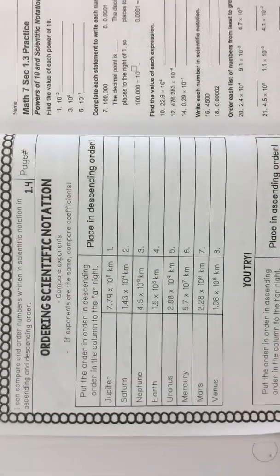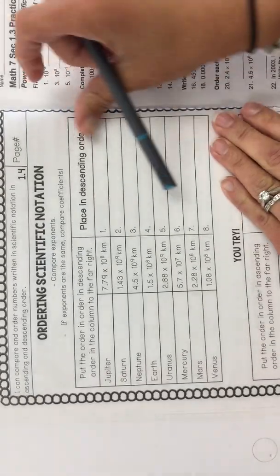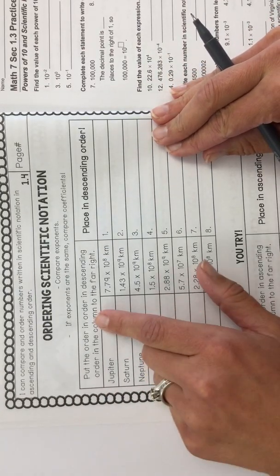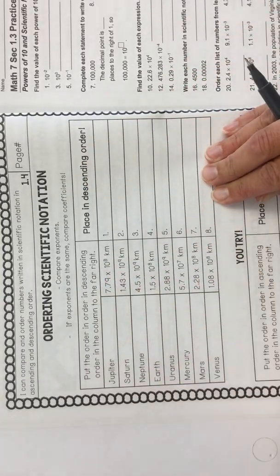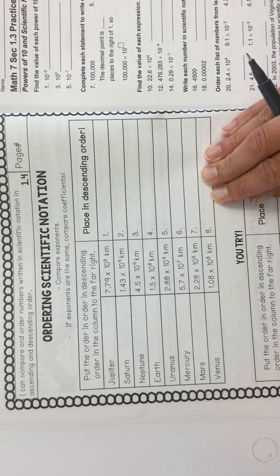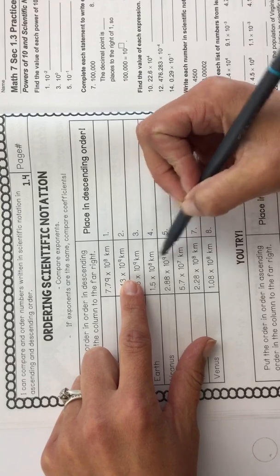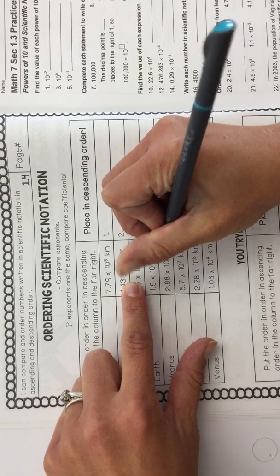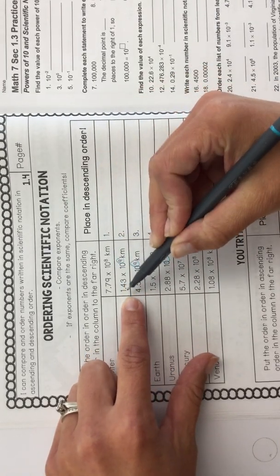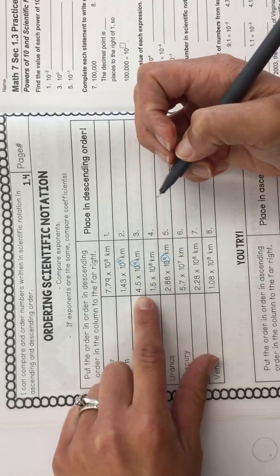Okay, other page. So I am gonna do one of these, and you guys are gonna do the other. So it says put the order in descending order to the column to the far right. So descending, that means I need the biggest one first. So who is biggest? Let's look at the exponents first. So 9 is my biggest exponent, so I'm just gonna circle these 9s so we can start sorting those. Okay, now who's my biggest number? 1.43, 4.5, 2.88. So the biggest number is 4.5.